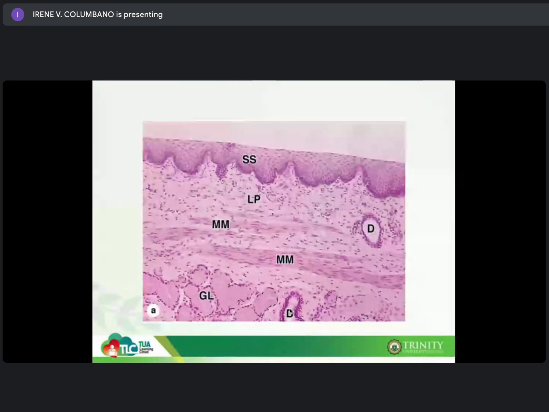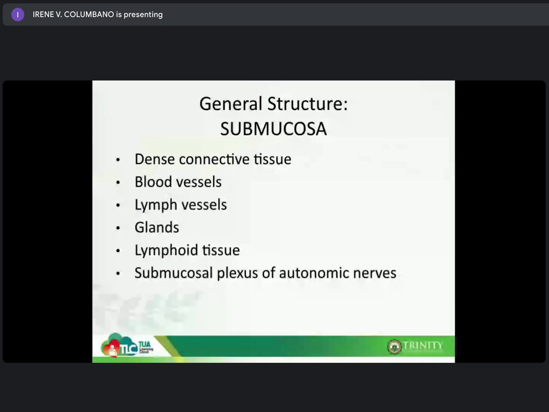So next is the submucosa. It is made up of dense lymphoid tissue. Anong function ng lymphoid tissue? Para saan ba yung lymphoid tissue? Anyone?